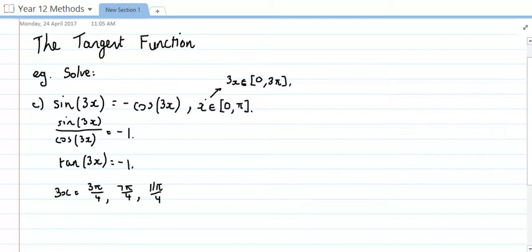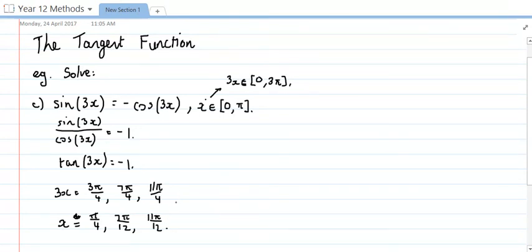So when I go and divide both sides of the equation here by 3, I end up with x equals, so 3 pi on 4 over 3, the 3's should cancel out, just leaving pi on 4, 7 pi over 4, and the 3 goes down the bottom, so we get 7 pi on 12, and it's also going to be 11 pi on 12. And these are our three solutions, which are all within our original domain of 0 to pi.